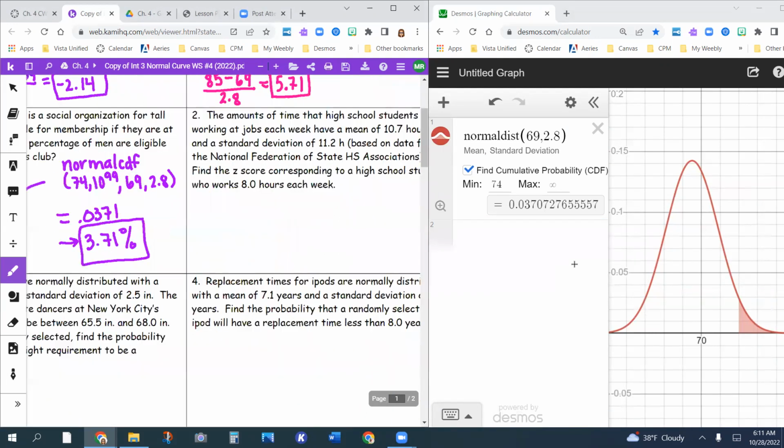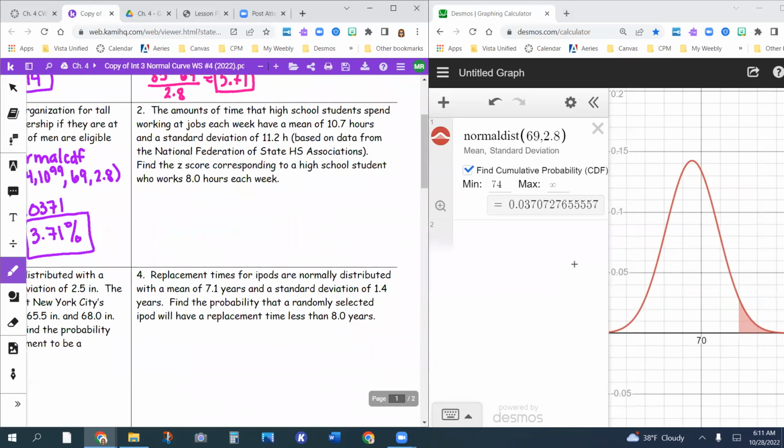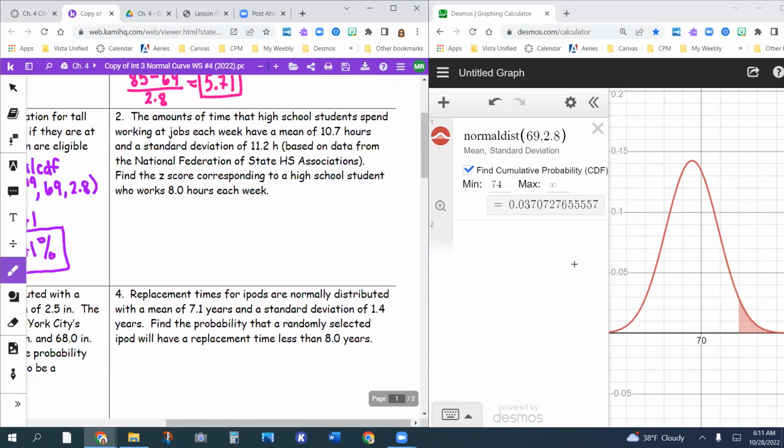On number 2, the amounts of time that high school students spend working at jobs each week has a mean of 10.7. So this is unrelated to the height problem. Okay, so has a mean of 10.7 hours and a standard deviation of 11.2 hours. We want to find the z-score corresponding to a student who works 8 hours each week.